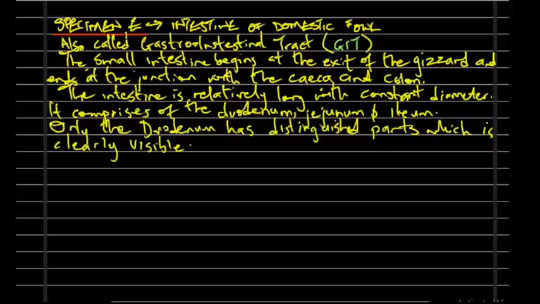Now the intestine is relatively long. It is a very long tube with regular or constant diameter, and it comprises three major parts: the duodenum, the jejunum, as well as the ileum. Now it should be noted that the duodenum is very distinguished out of these parts of the small intestine. It is very easy to distinguish the duodenum from other parts of the small intestine because it is clearly visible. So let me show a picture of what we are actually talking about.